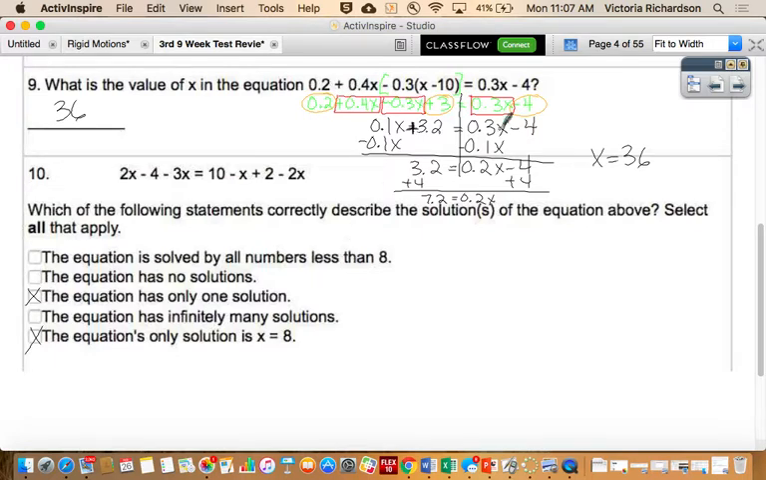And then I bring everything down on the other side. Now I have an equation with variables on both sides. So you find your smallest x, which is 0.1, and you do the opposite. So you're going to subtract 0.1x from both sides.